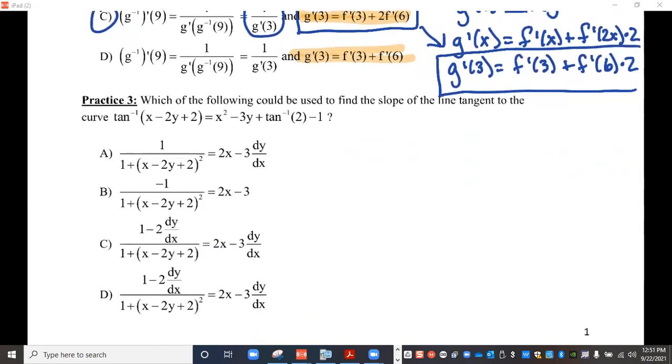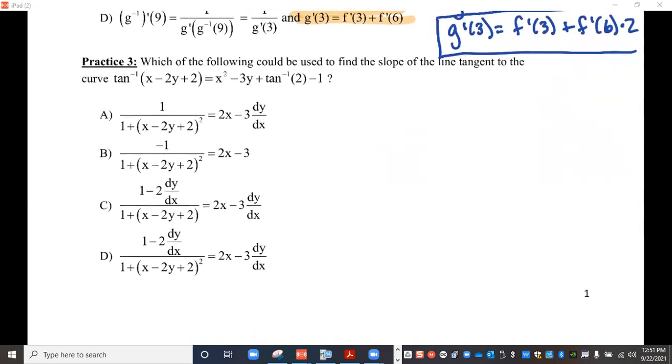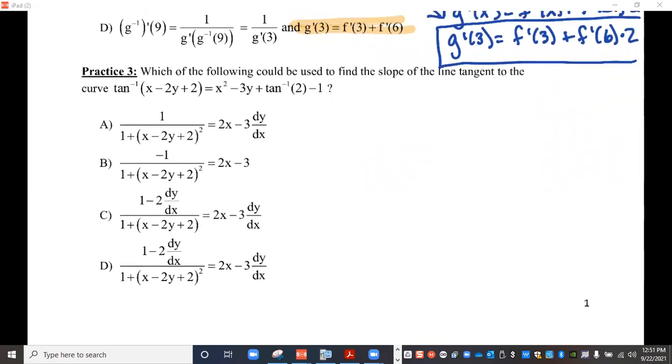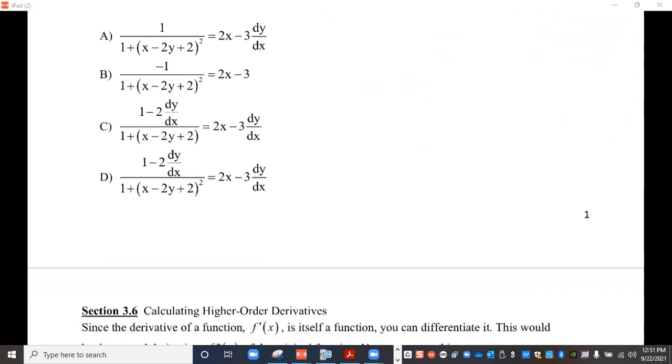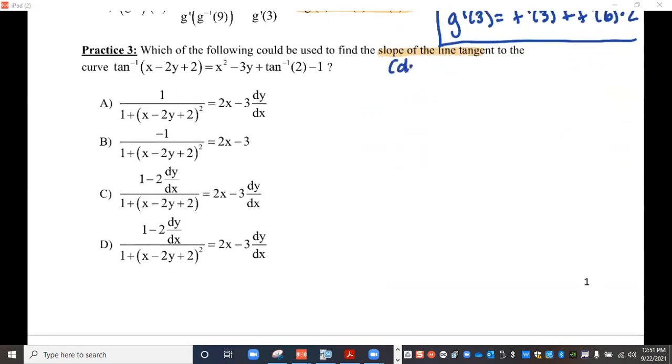So then like I said, we're not learning any more rules. It's just different wording that they may throw at you when it comes to the concepts we talked about in this particular unit. So take a look at practice 3. Which of the following could be used to find the slope of the tangent line? So again, when we talk about the slope of the tangent line, what are we actually calculating? We're actually calculating the derivative. So again, we're looking at which one of these could actually calculate the derivative.